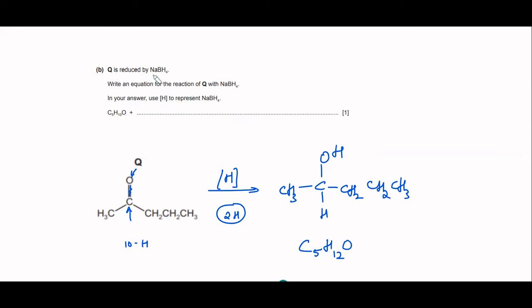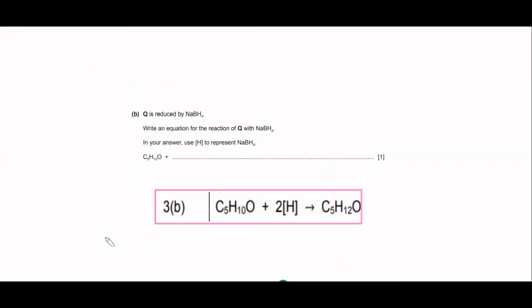C5H10O. Instead of writing the whole sodium borohydride as such, the question clearly indicates that we can represent the reagent with H. So H gives C5H12O. So when we are balancing it, we have to include 2H. So this is the reaction that was expected. Let's take the marking scheme. See, this is it. Now going to the next part of the question.